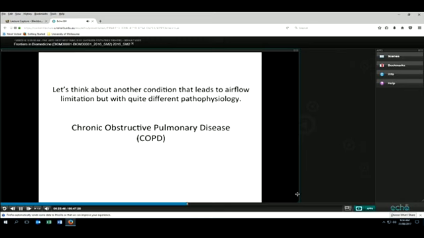So if we change direction now, we can look at a different condition that has significant, similar pathophysiological manifestations, but very significantly different pathobiology. We can talk about COPD.